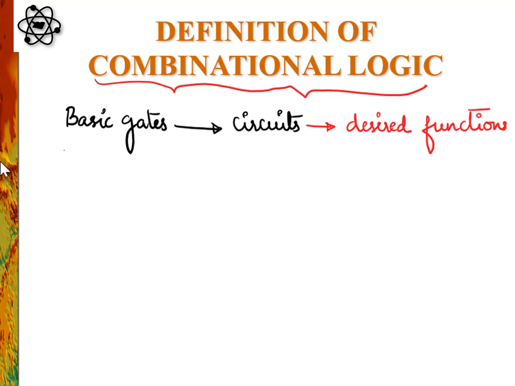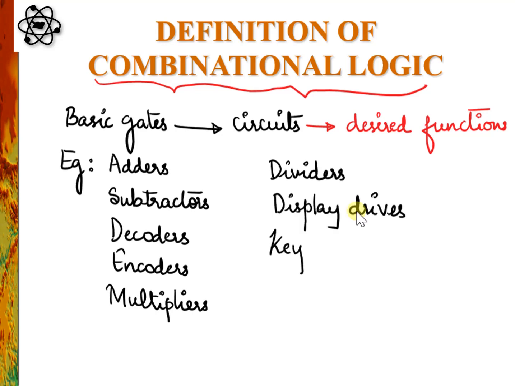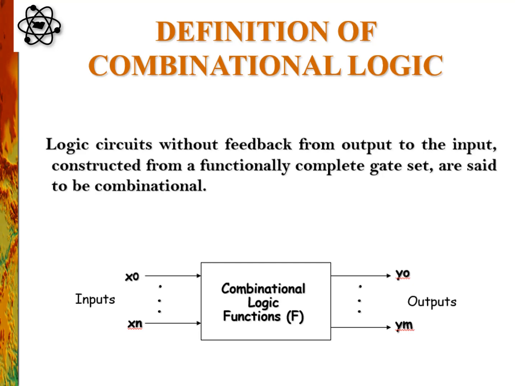Examples: adders, subtractors, decoders, encoders, multipliers, dividers, display drivers, and keyboard encoders. The logic circuits without feedback from the output to the input, constructed from a functionally complete gate set, are said to be combinational. The logic circuits that contain no memory are called combinational.